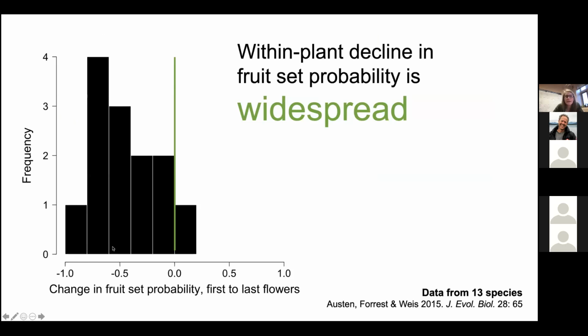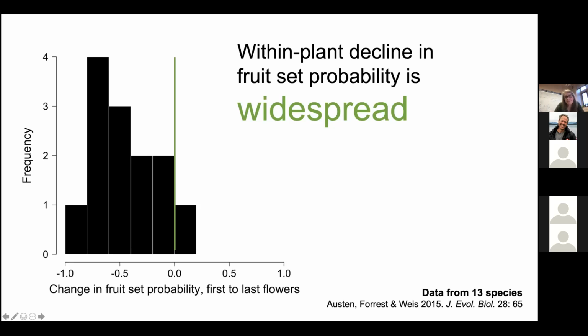This little histogram here is just some data I assembled from the literature during my PhD to try and get a sense of how common it is for fruit set to decline from first to last flowers within plant and how strong that decline generally is. The green line in this histogram is the 0 line, where there would be no change in fruit set probability from first to last flowers. And as you would expect, most of the data sets that I assembled in this non-exhaustive review were showing a negative change in fruit set probability, meaning that the first flowers were more likely to make fruit than the last flowers. And in many instances, that change in fruit set probability was quite large, right? 0.75 or greater. So within plant decline in fruit set probability is a widespread phenomenon.